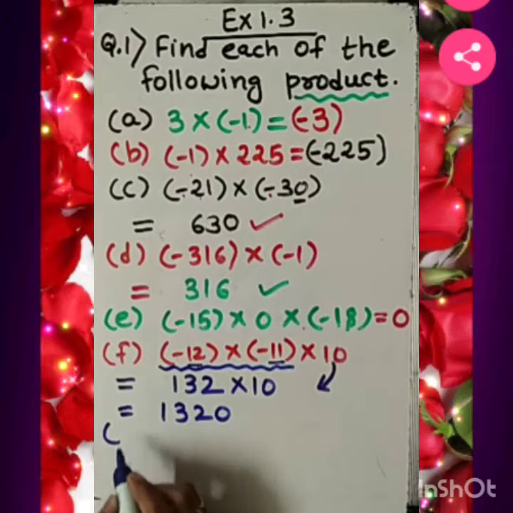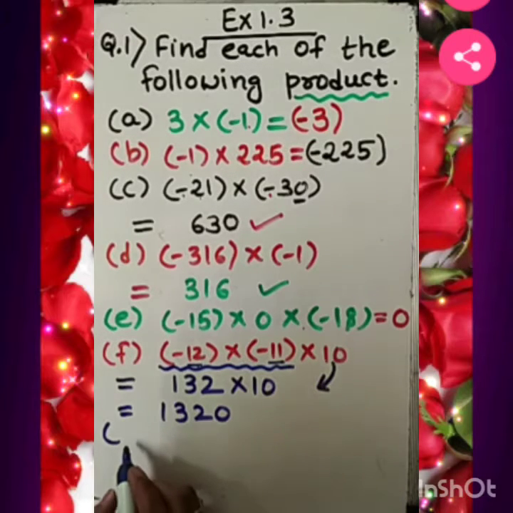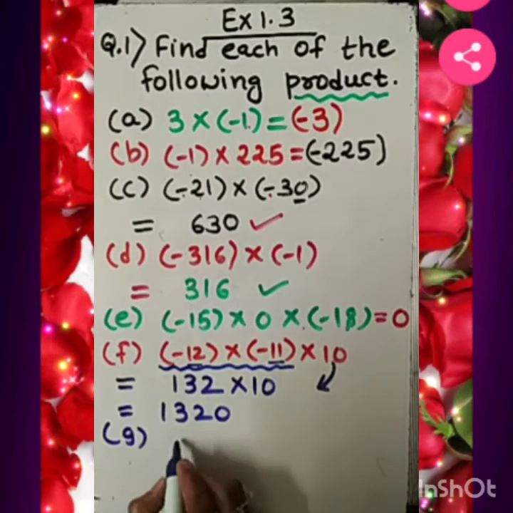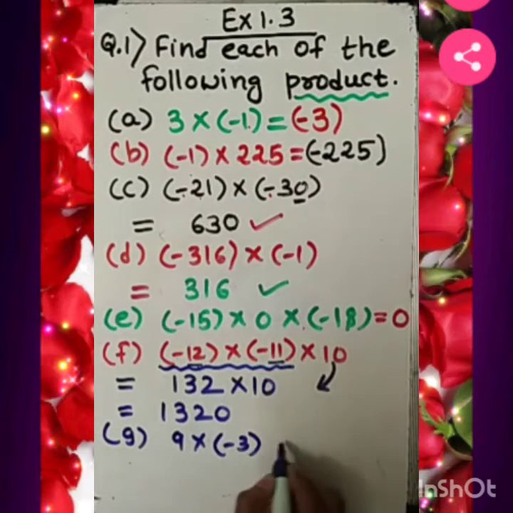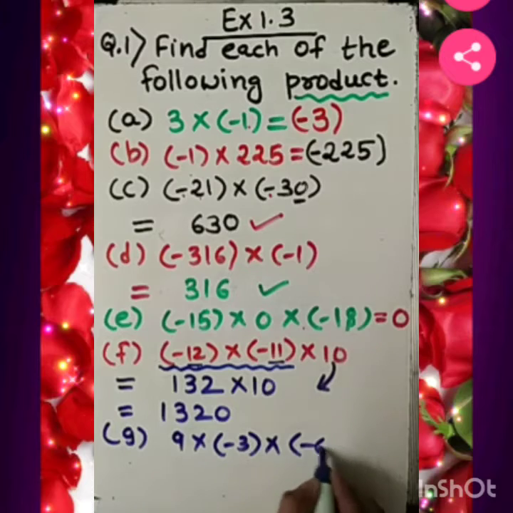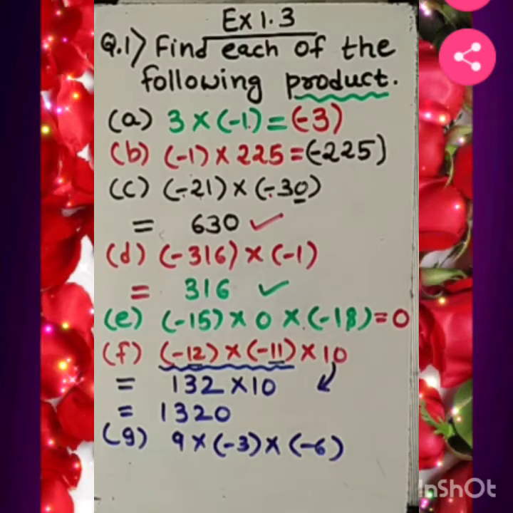Let's work out G. The G says 9 into bracket minus 3 into minus 6. Clear to you? Now let's move on with that. How to solve? Let's work out. Equal to.